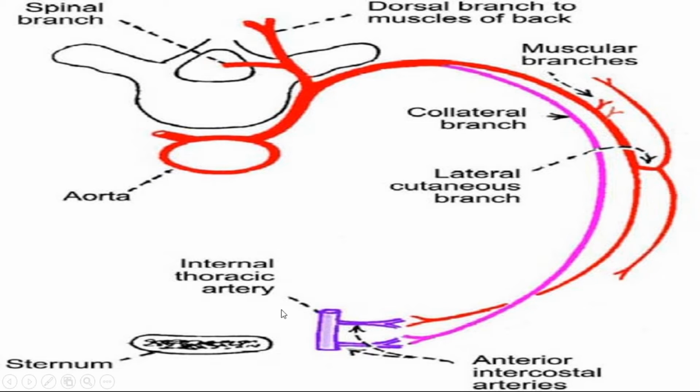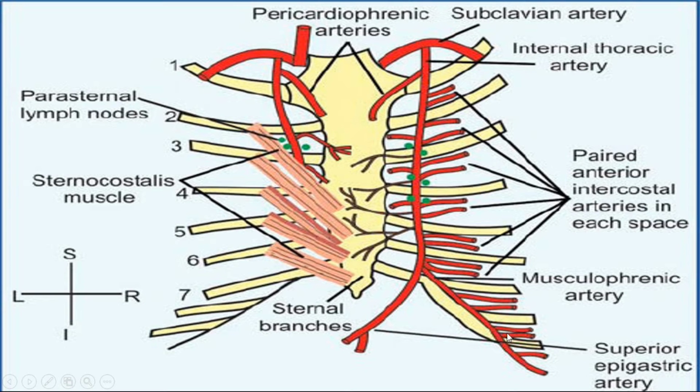This internal thoracic artery gives anterior intercostal arteries for the upper six spaces, and the anterior intercostal arteries for the lower six spaces are given by the musculophrenic artery. As you can see, this is the musculophrenic artery, and it is one of the two terminal branches of the internal thoracic artery, and it gives the anterior intercostal arteries for the lower six spaces. Okay, this was all about anterior intercostal arteries, and they are so small.